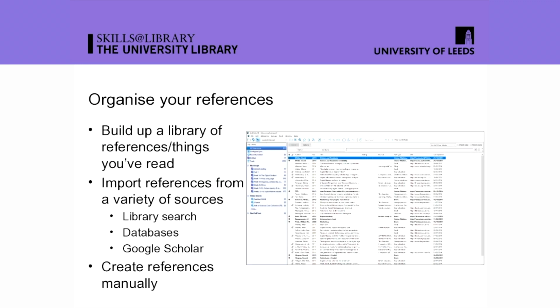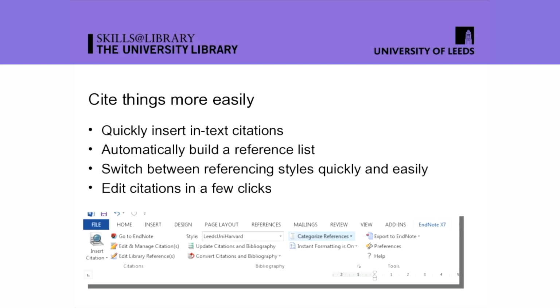That's a great idea. We did see some really good answers there, so thanks for that. Okay, so there's a few main things that EndNote can do for you, which are really, really useful. One of them is that it will help you organize your references so you can keep track of everything that you have read or that you want to read. You can keep it all in one place and organize it. You can import stuff from a variety of different places, including the library search, from different databases you've been searching on, and from Google Scholar as well. You can also just make references manually and put them in your library, and we'll be showing you that later on today.